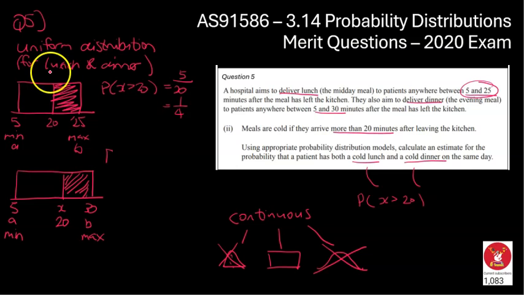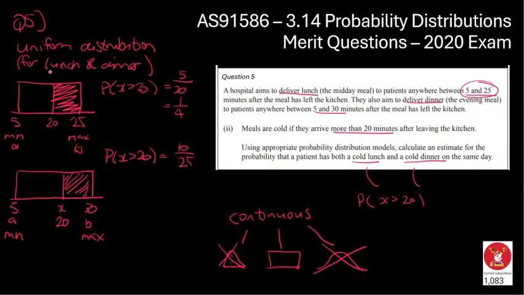So same deal again. The probability that X was over 20 minutes for the dinner distribution. Same kind of approach. We're going to find the base of the smaller rectangle, which is the numerator, and we're going to divide it by the base of the larger rectangle, being the denominator. So the base of the numerator, the difference between 20 and 30, is going to be 10. So that means my top number there is going to be 10. And down the bottom, between 5 and 30, that's going to be a difference of 25.